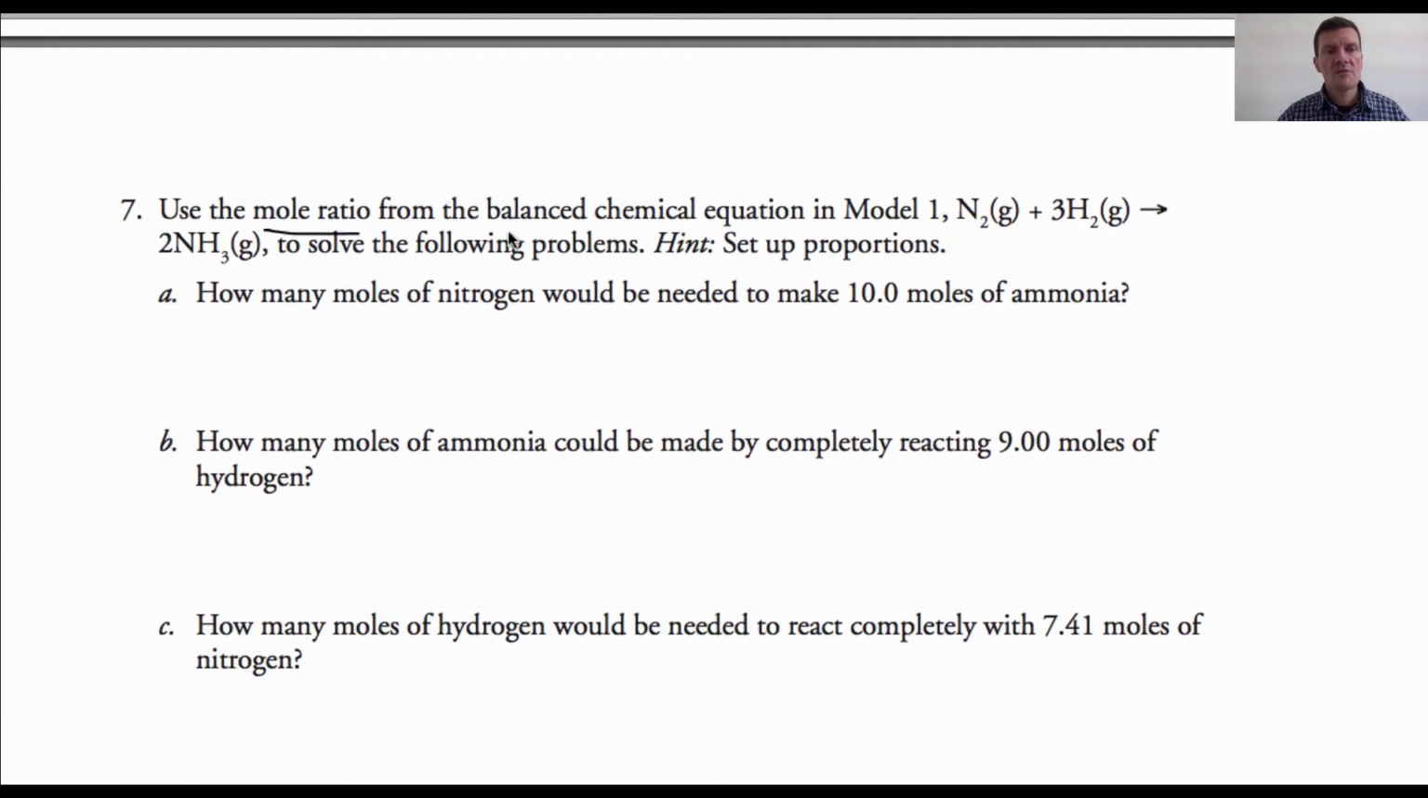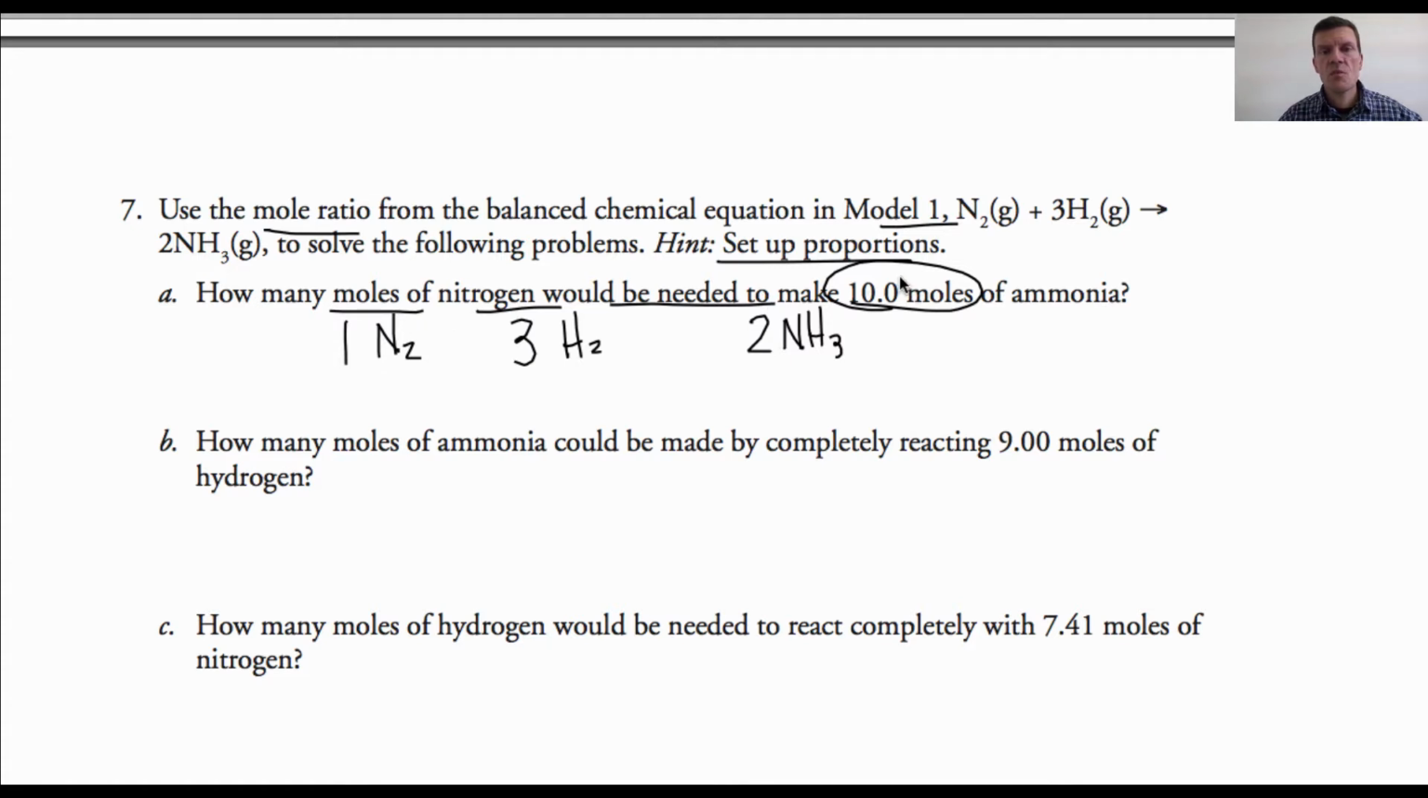Use the mole ratio from the balanced chemical equation in Model 1 to solve the following problems. We're going to set up proportions. So, how many moles of nitrogen would be needed to make 10 moles of ammonia? Well, here's what we're going to do. We need 1 mole of nitrogen to react with 3 moles of hydrogen to make 2 moles of ammonia. These are always reacting in a 1 to 3 to 2 ratio.